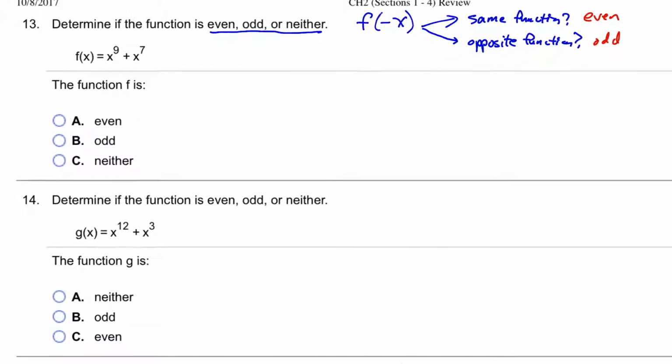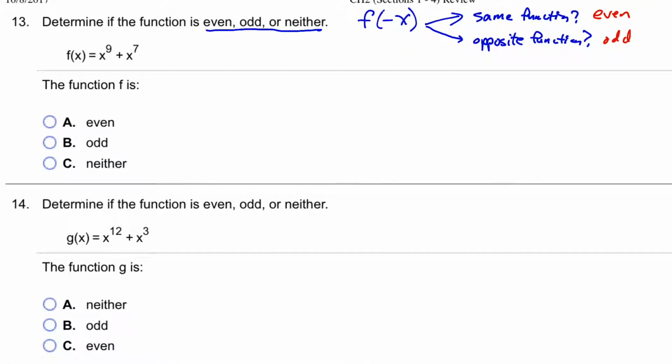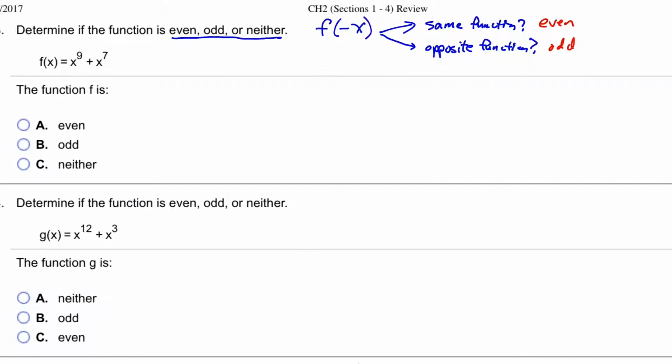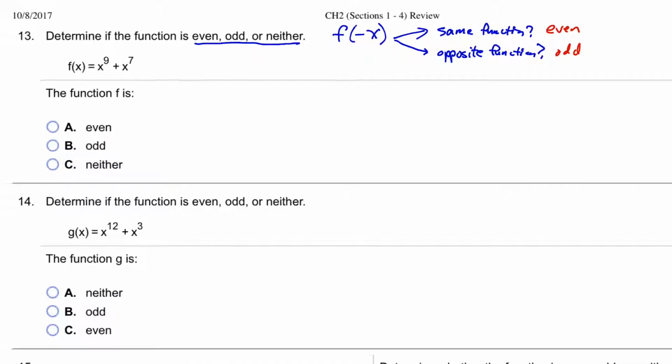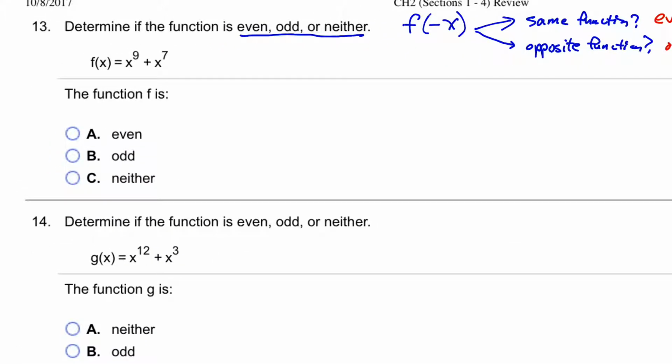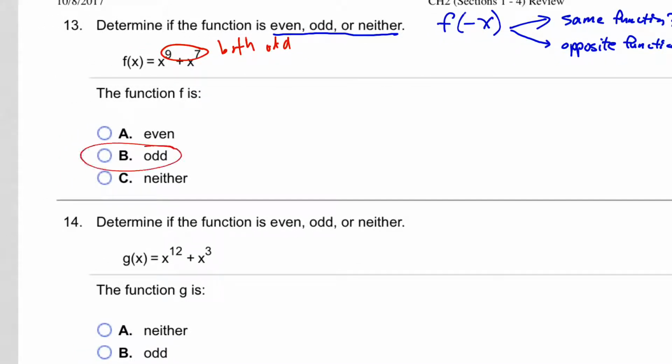Now, what's going to do the trick? Well, what makes something the same function is even powers. Those make your negatives back into positive. So negative times negative is positive. So these two are both odd. Therefore, this is going to be odd. Okay? Both odd, that means it's odd.